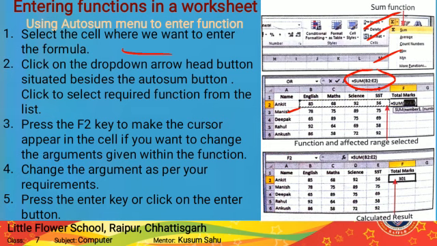After that, press the F2 key to make the cursor appear in the cell if you want to change the arguments given within the function. After that, you have to click F2 so the cursor will appear here, so that if we want to change the formula, we can change the formula there. Now change the argument as per our requirement. Here we can change the arguments or we can say formula as per our need. Then after that we will click the enter key, so we get our answer.